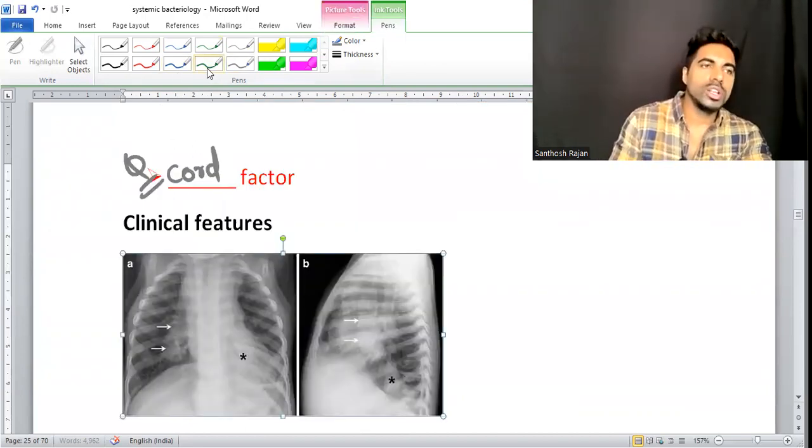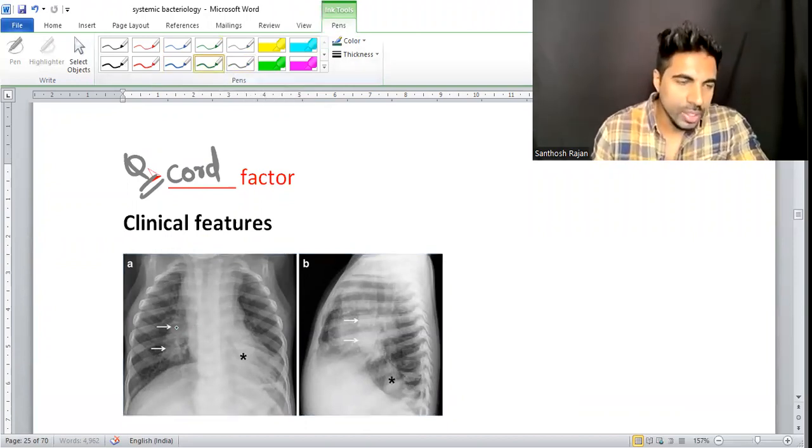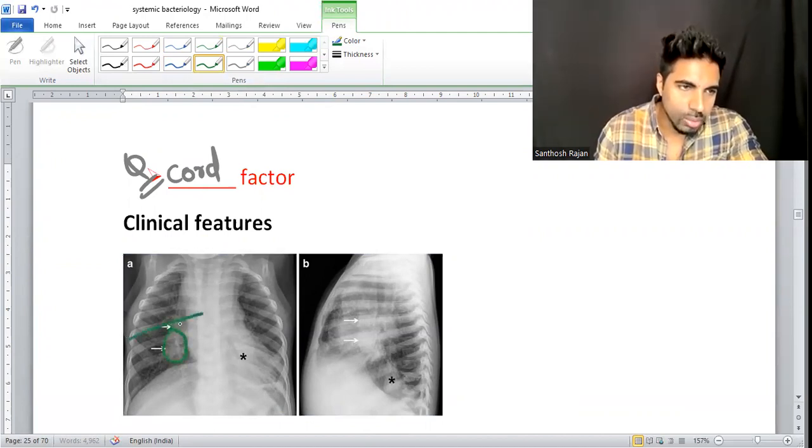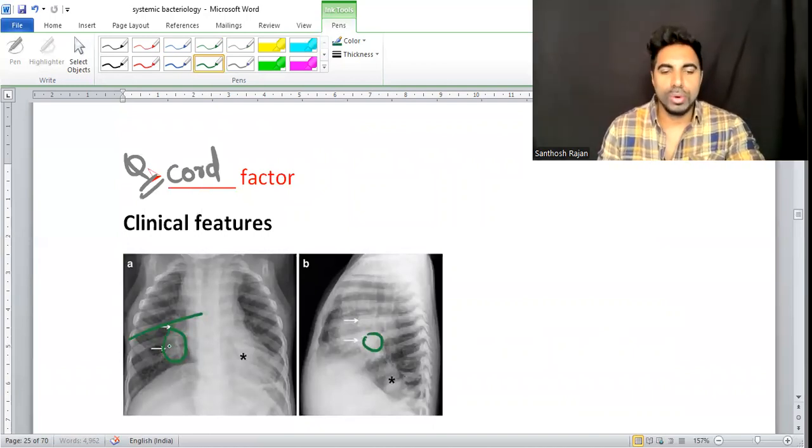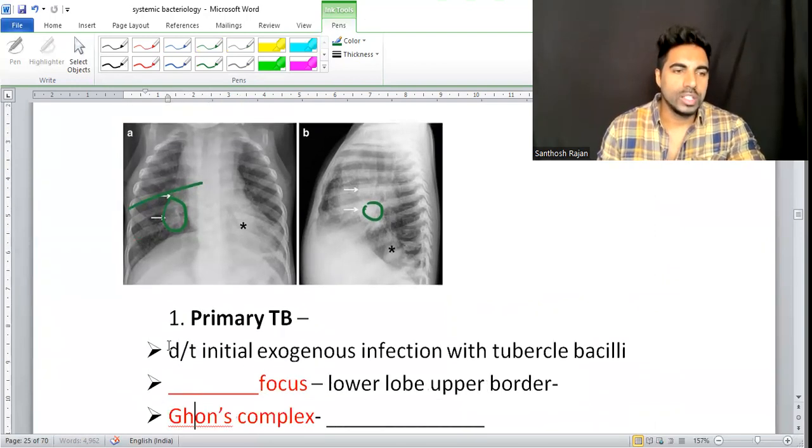Now what is the clinical feature? You have primary TB and secondary TB. If you see this picture, the infection is in the lower lobe. You can see the lesion here. That is your primary TB. Primary TB is always in the lower lobe, and secondary TB is usually in the upper lobe, especially the apical region. That's an important question. Remember carefully, that question can be asked.